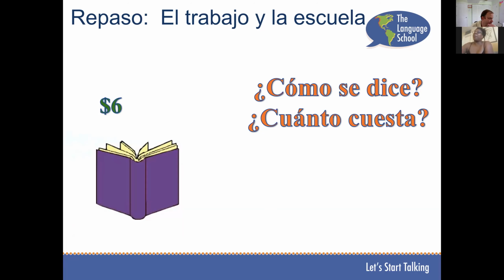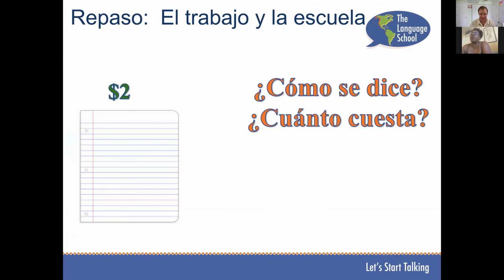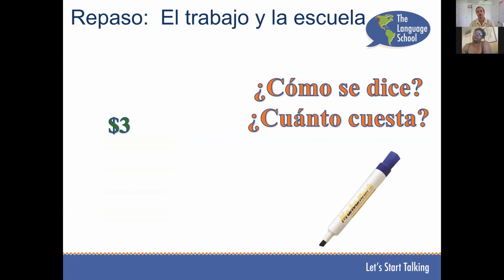¿Cómo se dice? Libro. ¿Y cuánto cuesta? $6. Dólares. ¿Cómo se dice? Un papel. ¿Y cuánto cuesta? $2. ¿Cómo se dice? Marcador. ¿Cuánto cuesta? $3.